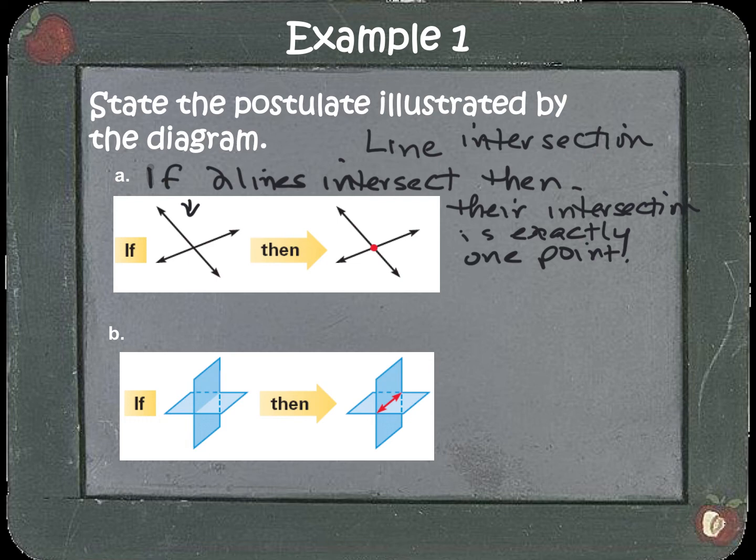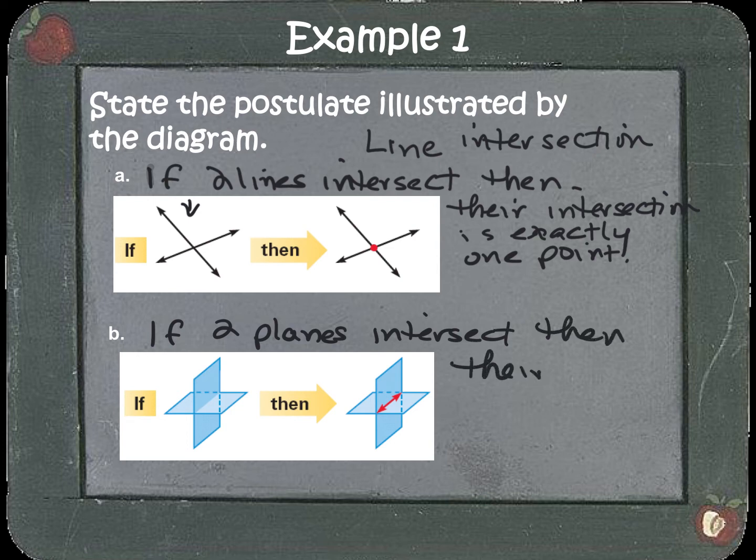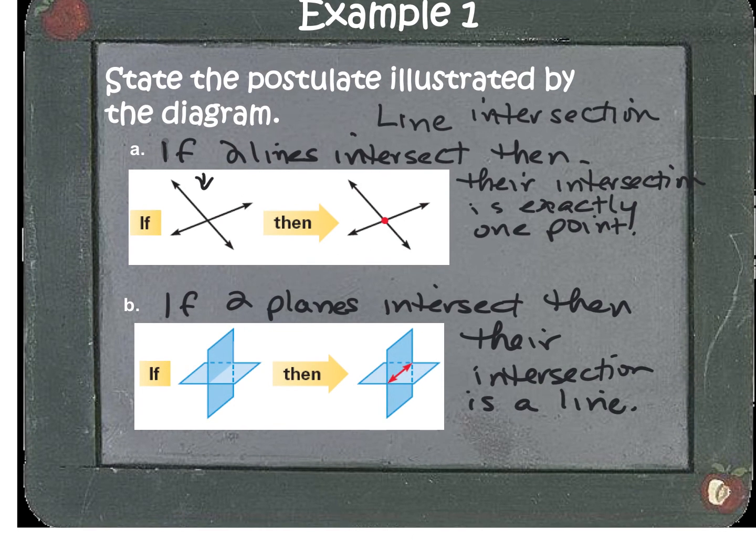Right, so for the next one, notice in the picture I have two planes. So if two planes intersect, then their intersection is a line, and that's what was highlighted in red. This is called the plane intersection postulate.